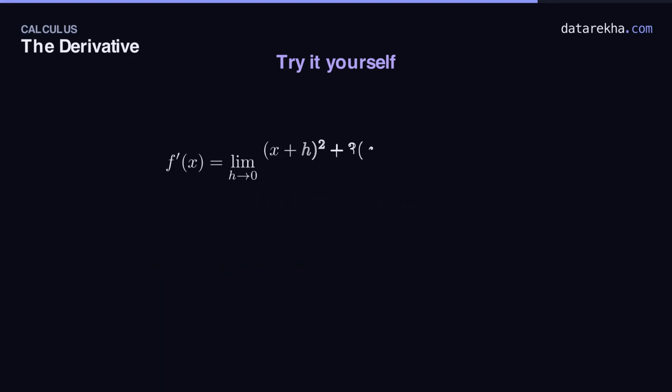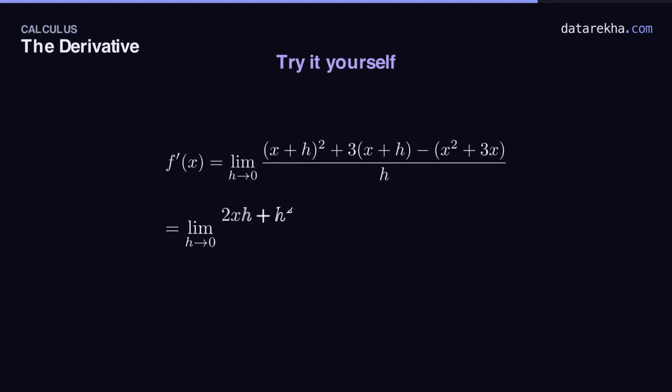Here's the walkthrough. Substitute into the definition. Expand the top. x plus h squared gives x squared plus 2xh plus h squared, and 3 times x plus h gives an extra 3h. The x squared and 3x both cancel their partners. Every surviving term carries an h. So factor and cancel against the bottom, leaving 2x plus h plus 3. Let h go to 0, and the derivative is 2x plus 3. If you got that, you've genuinely mastered first principles.